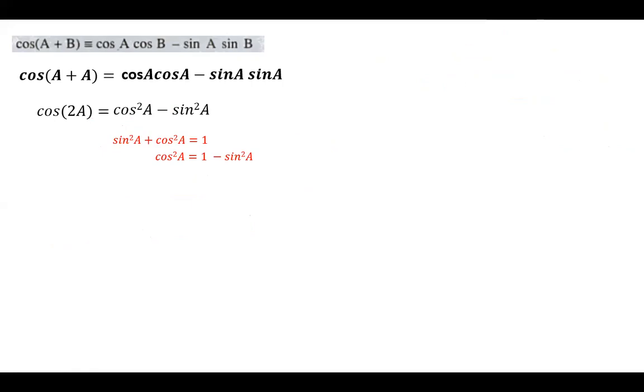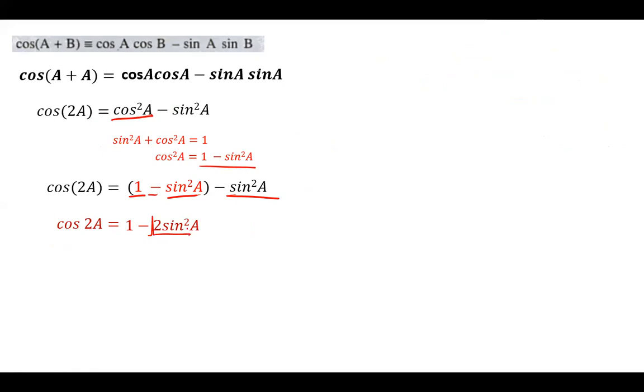So this is what I was just explaining. While there's cos squared A here, I'll put 1 minus sine squared A, and this is what I'm going to have. When I have this, if I open the brackets, I'm going to have this as a simplified version. So I'm going to have 1 minus this and that will add to get negative 2 sine squared A.